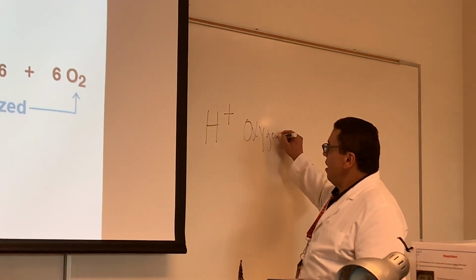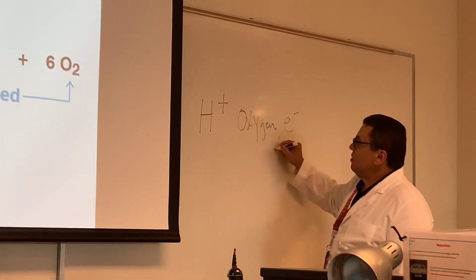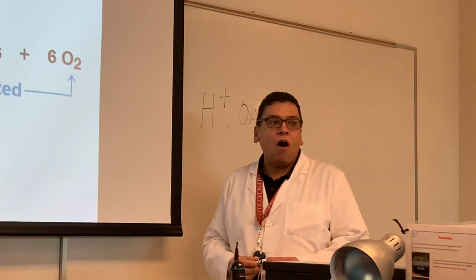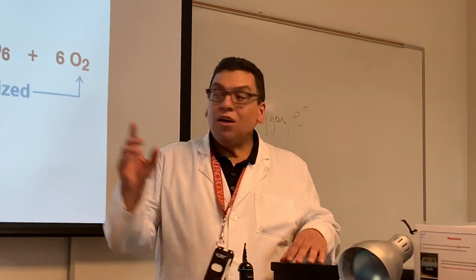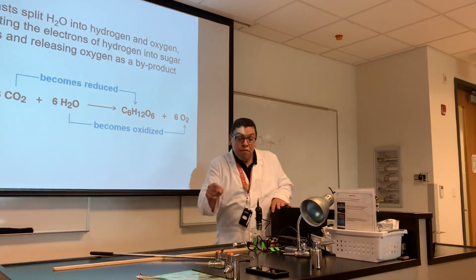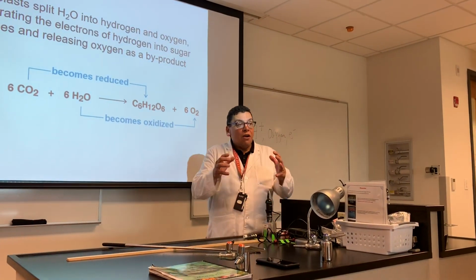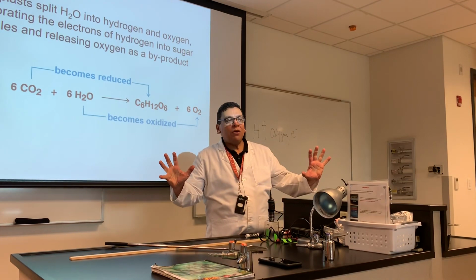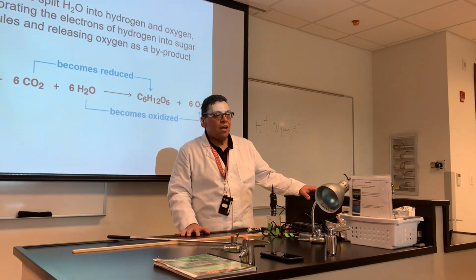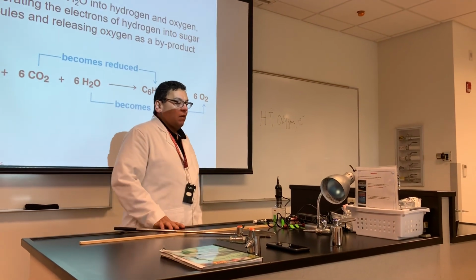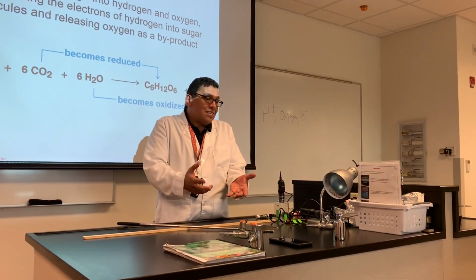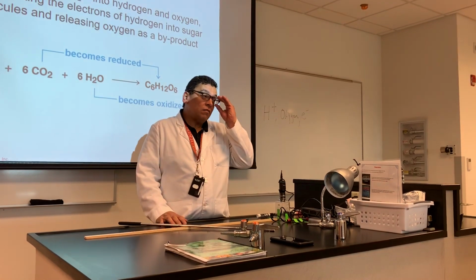Hydrogen, oxygen, and electrons. Those are the three parts of water. And during photosynthesis, that water that you give to the plant will literally split into its three parts. And what are the three parts? Hydrogen, oxygen, and electrons.